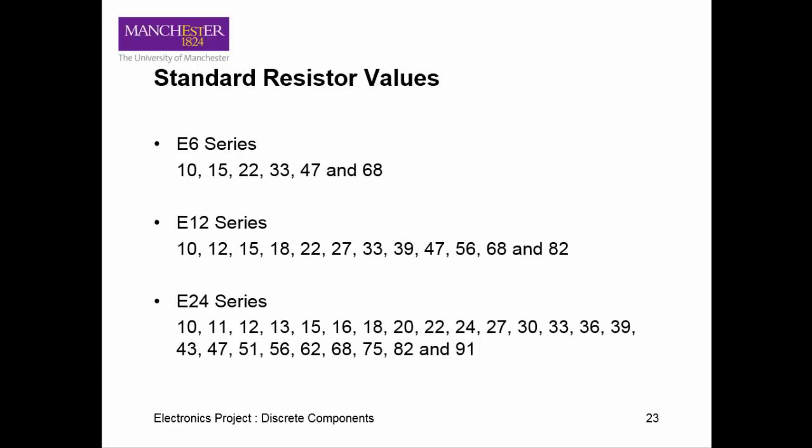There are standard series of resistors known as E-series. Each E-series has a fixed number of resistors in it and a fixed tolerance. The E6 series has 6 resistors in it and has a tolerance of 20%. The higher the E number, the lower the tolerance and the more resistors in it. The E96 series has 96 resistors and a tolerance of 1%.